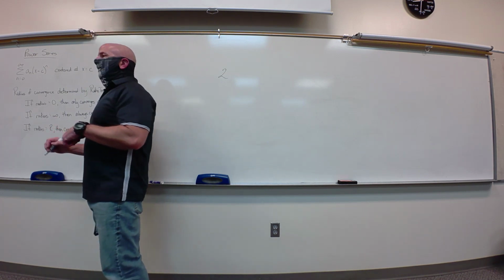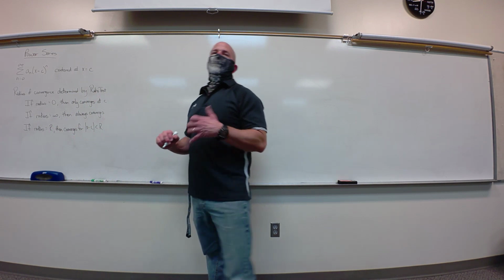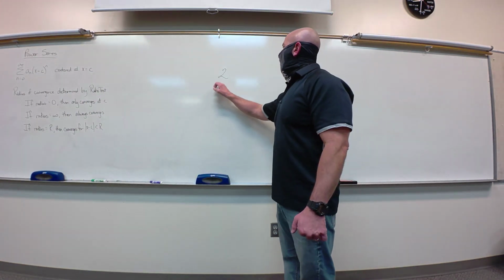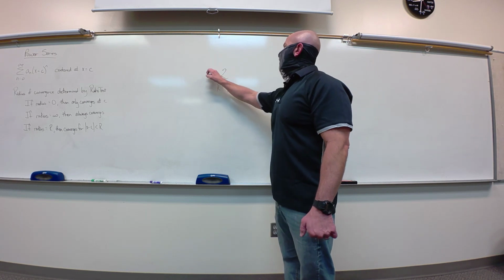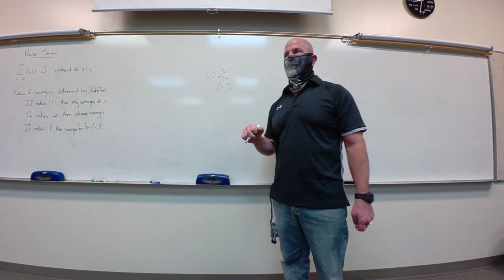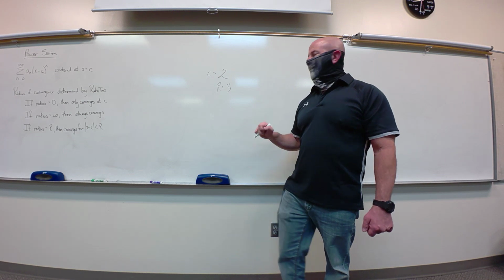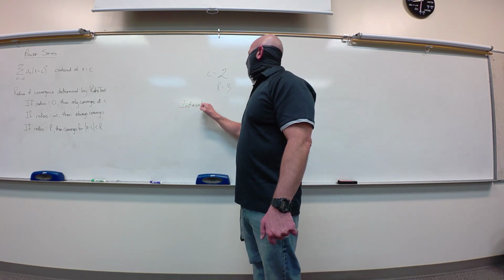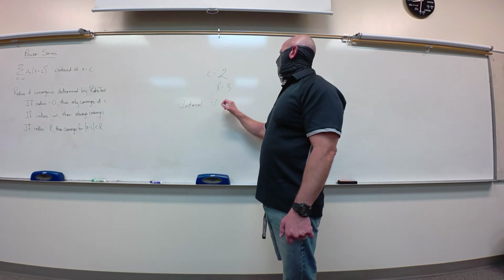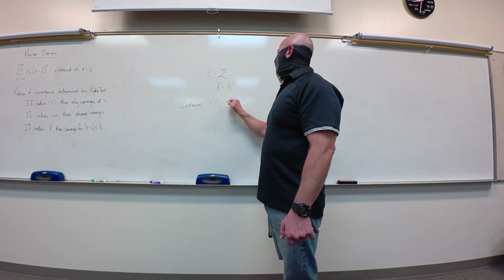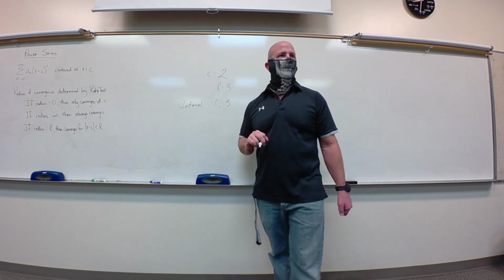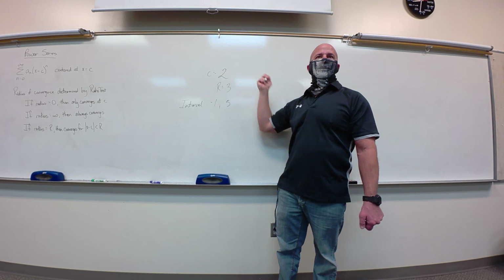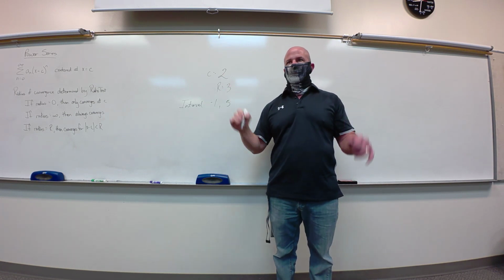If the radius is r, it's going to create what we call an interval of convergence. So let's say r equals 3, centered at 2. That means my interval of convergence would be negative 1 to 5: 3 left of 2, 3 right of 2. It'll be between negative 1 and 5.